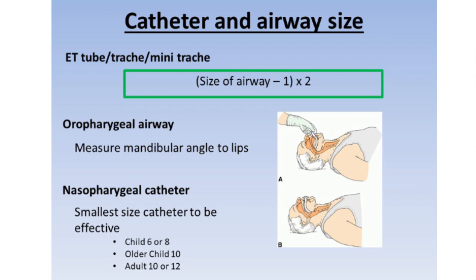So our oropharyngeal airways then: for adults the most common Guedel airway sizes are green, orange and red. To measure the correct size that we'll need, we measure from the mandibular angle to the lips. Again, we'll demonstrate this in the practical element as well. And the coloured section of your airway should be at the level of the patient's teeth. So our nasopharyngeal catheter then, the smallest size catheter to be effective. In a child that's roughly a size 6 or 8, an older child would be a 10 and an adult 10 or 12. The size of the suction catheter should be about half the diameter of the nostril.